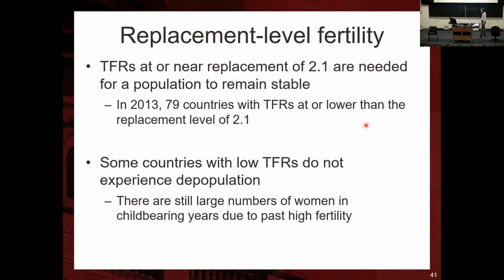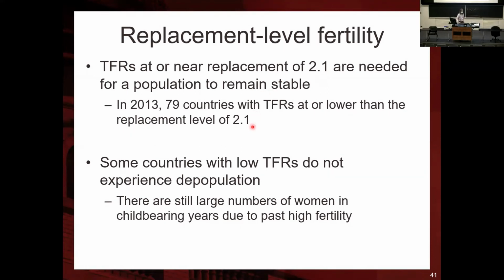We talked about replacement level fertility. Total fertility rates at or near replacement are those of 2.1 children per woman. And the idea is that we need, on average, 2.1 children per woman in a society, so the next generations will replace the previous generations of mothers and fathers. Based on data from 2013, 79 countries had TFRs at 2.1 or lower than 2.1. So they were exactly either at the replacement level or below the replacement level. And just remember this 2.1, just to highlight it again.